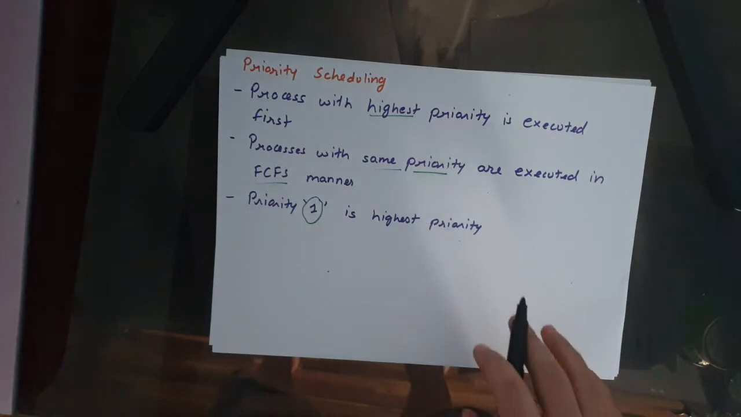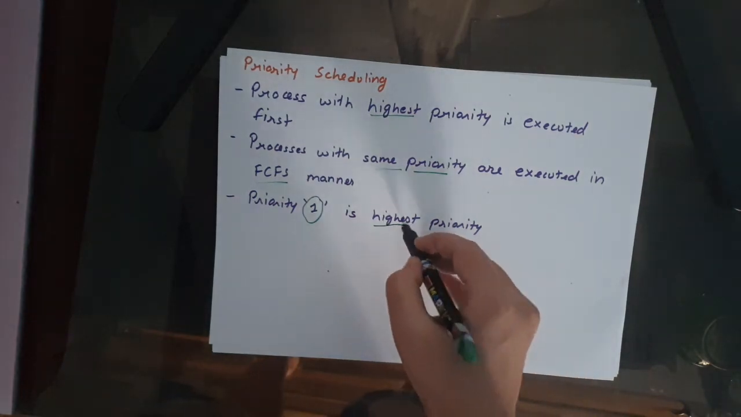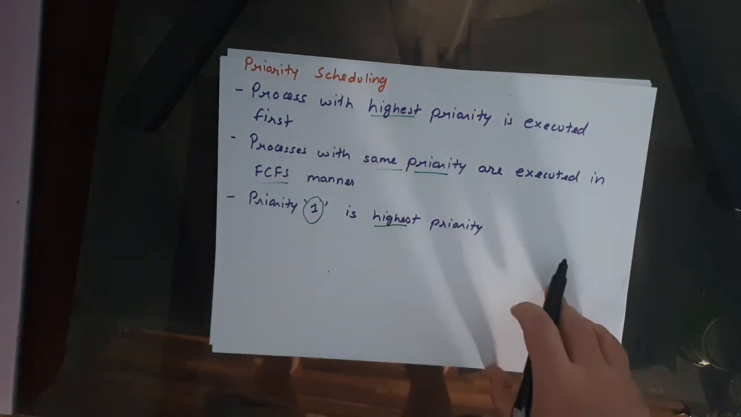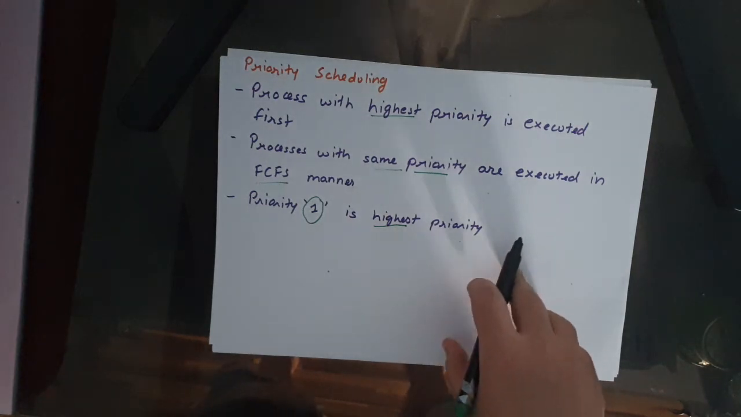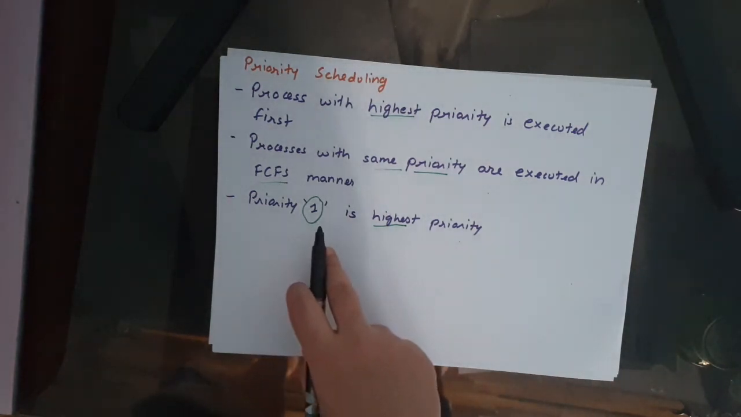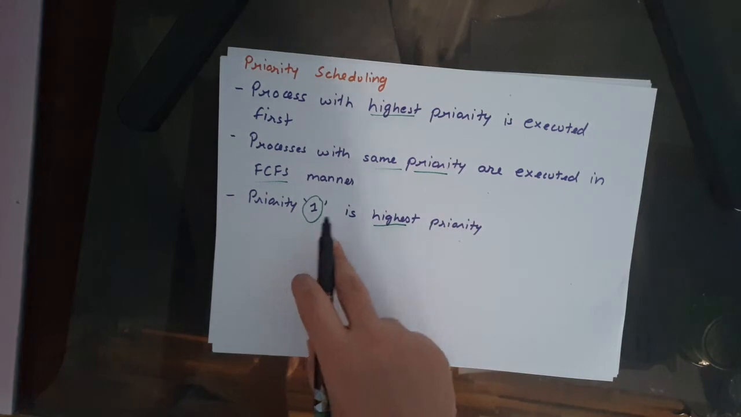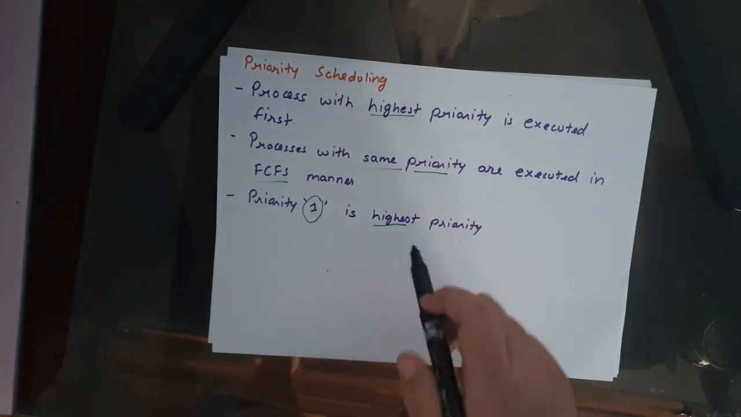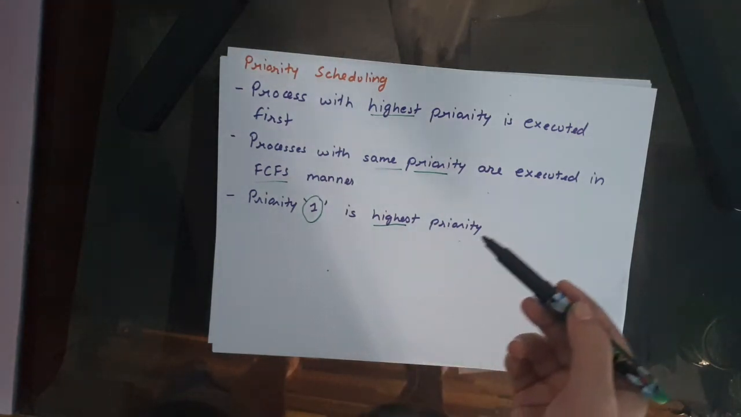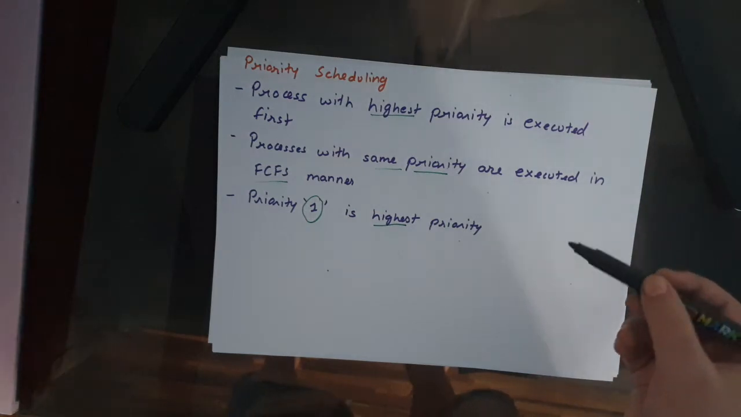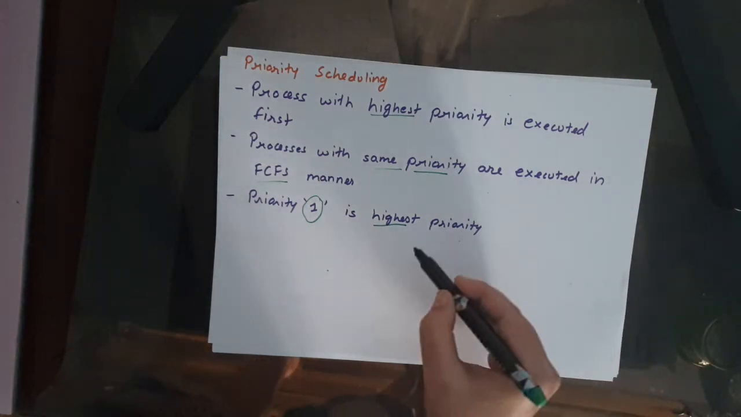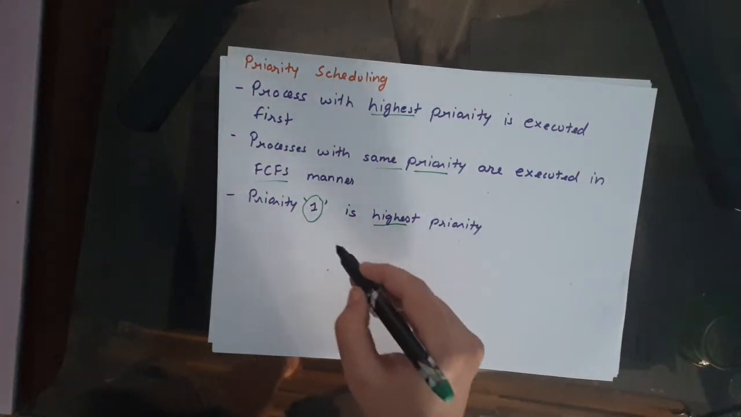priority 1 is considered to be the highest priority. It means wherever you see priority 1, it's going to be the highest priority. If priority is 2, it is the second highest priority. If priority is 3, it is the third highest priority. So basically priorities work like your rank.